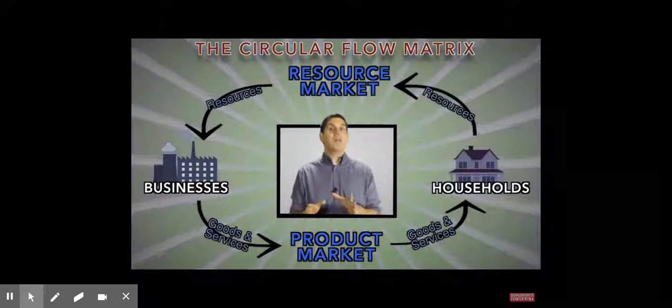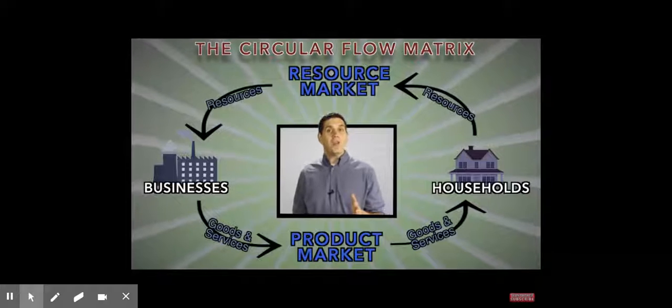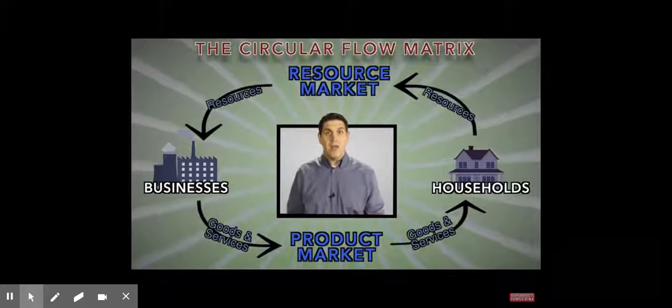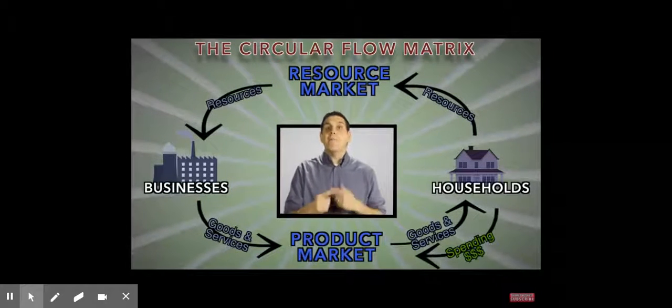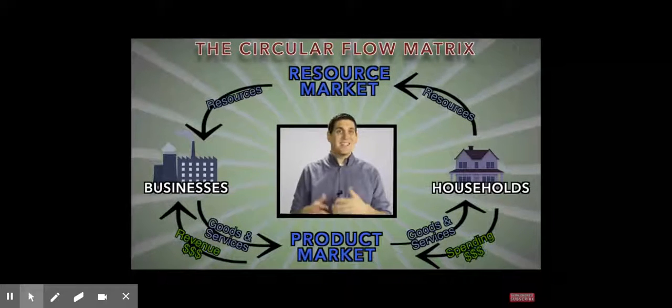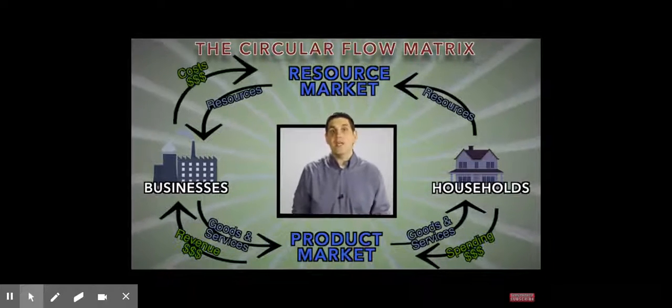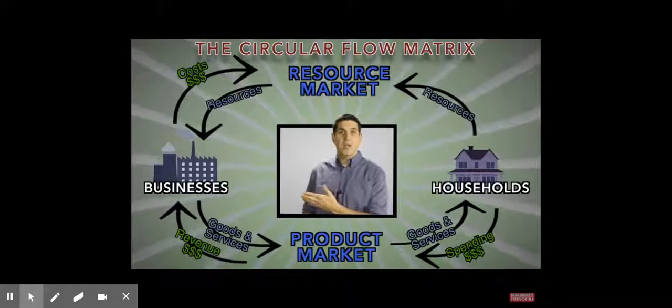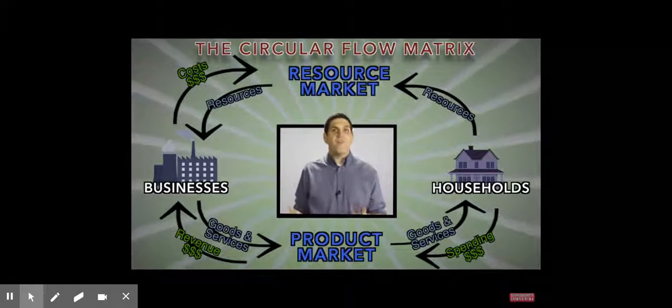Now, what about money? Well, it goes the other direction. When you buy your phone in the product market, you had to pay them money. That's called consumer spending. Now, that money makes its way to the businesses, and they call it revenue. But the business doesn't get to keep all that money. They've got to pay for resources, and that's called the cost of production. It's being paid to engineers to develop the phone.